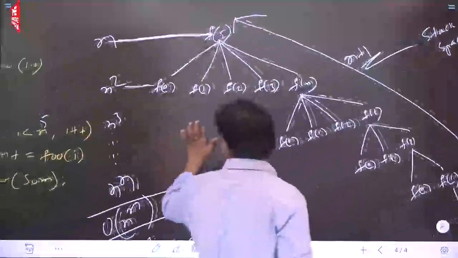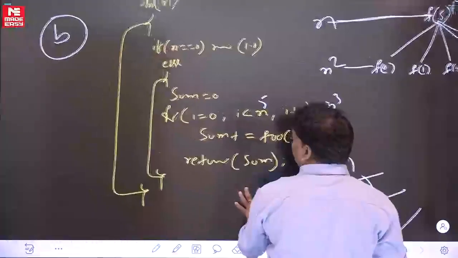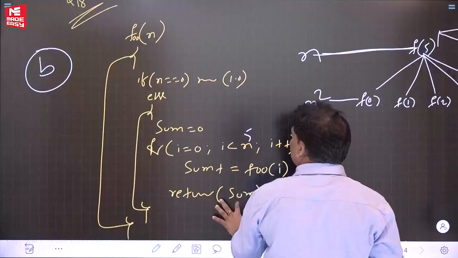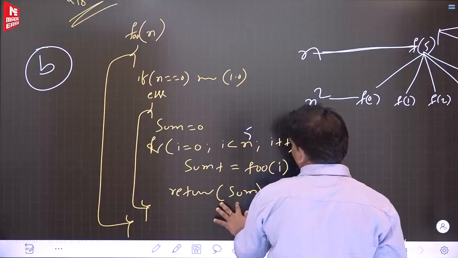Right? Fine. That is okay. Can you help me now? For question number 18, what is the answer? B. They are asking only about stack space. How much? N.